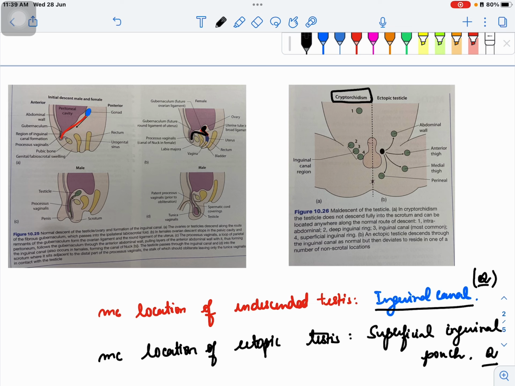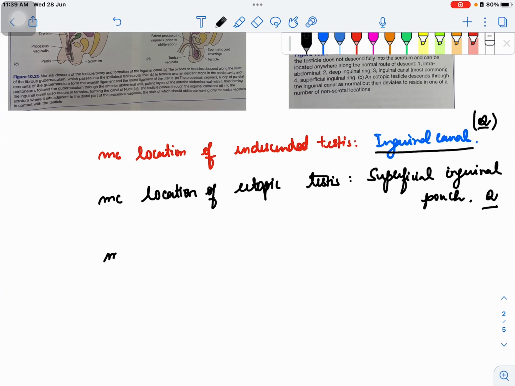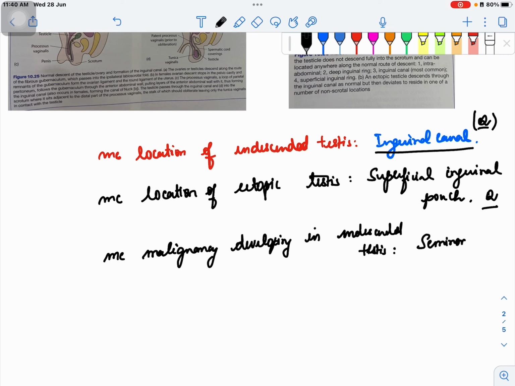But in the May 2023 exam pathway, we had a specific question asked. They asked what is the most common malignancy developing in undescended testis. The answer was seminoma, right? So these are some basic questions which can be asked.